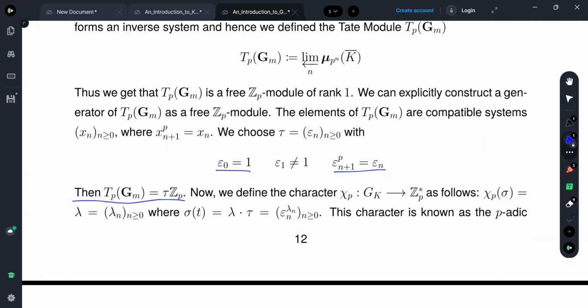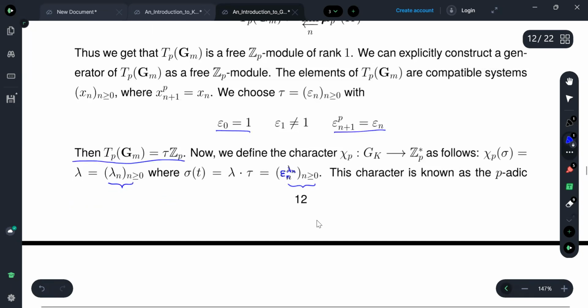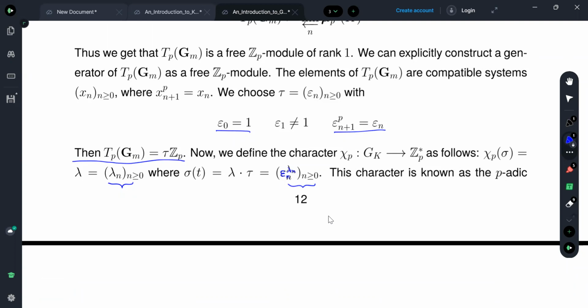So now, how do we define the p-adic cyclotomic character? We define chi p of sigma to be lambda, an element inside Z_p, such that sigma of tau is equal to lambda times tau, which is this compatible sequence, say all epsilon n to the power lambda n. This is a little complicated definition, I think. So, is this a clear definition?